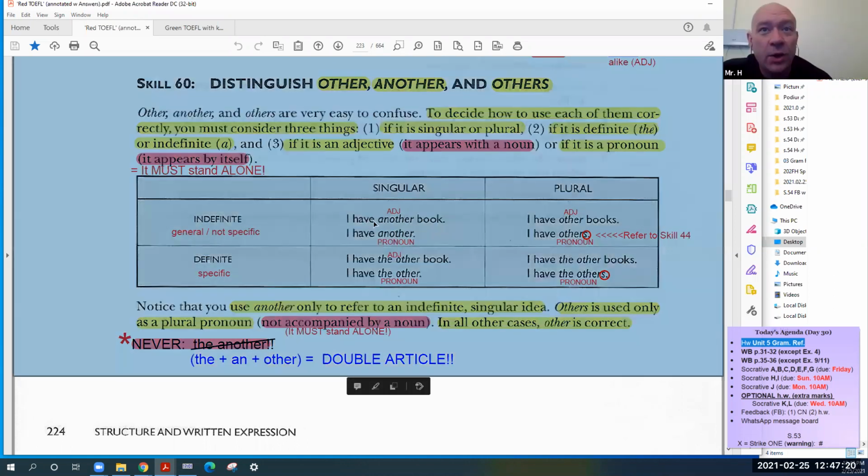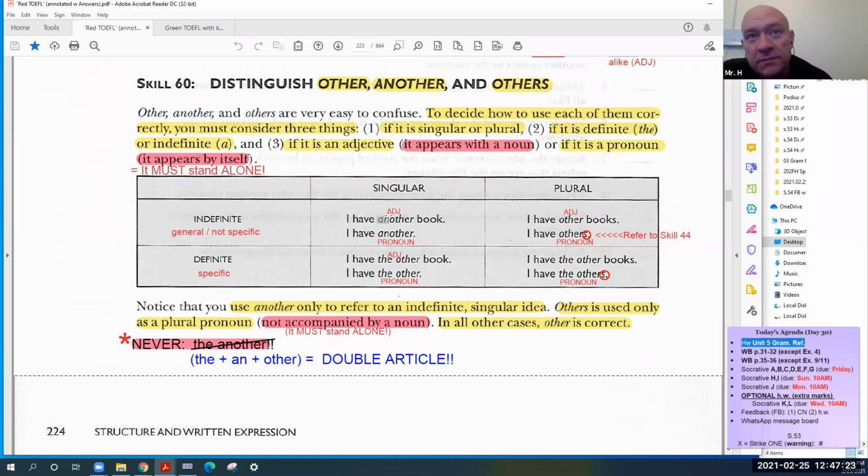Now, why is this a special case? Well, do you know this word, another? It's an article plus other, singular. When do I use an before a singular noun? Another is just an plus other together. Do you understand?